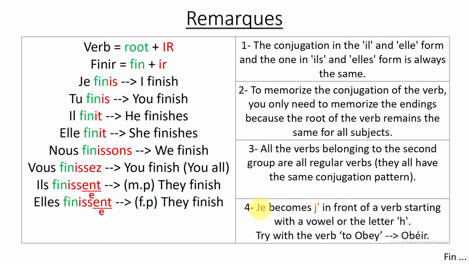Fourth point, JE becomes J apostrophe in front of a verb starting with a vowel or the letter H. Okay, so here in this case, we have JE and then after we have the consonant. So it will stay JE. But in the case of the verb, for example obéir, here it will be J'O. So if I have JE and the next letter is a vowel, then that E will give the place to an apostrophe. Okay, and this is very important.